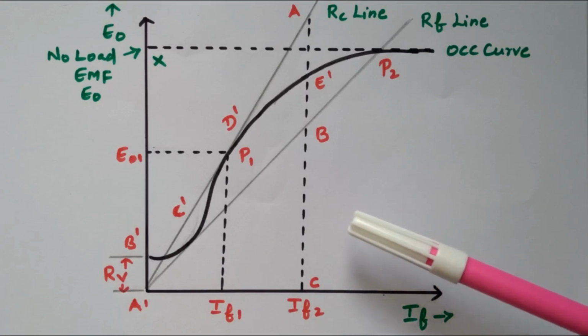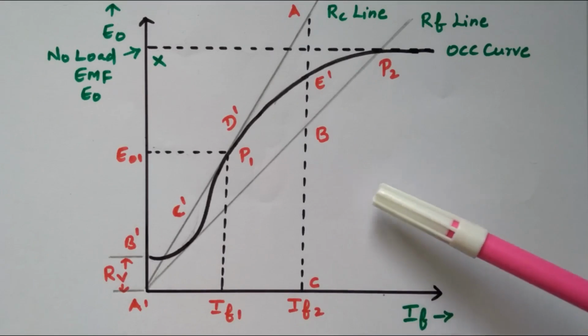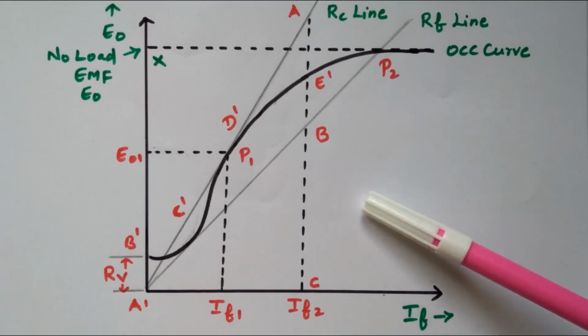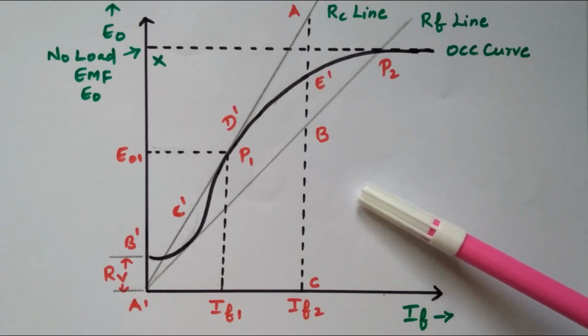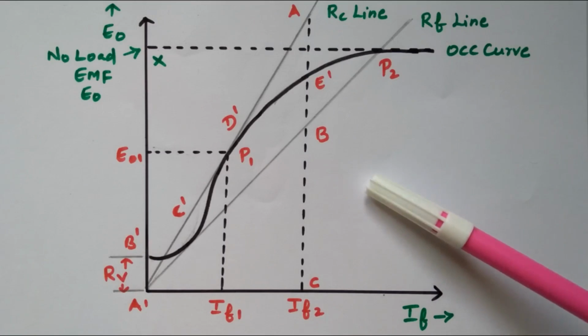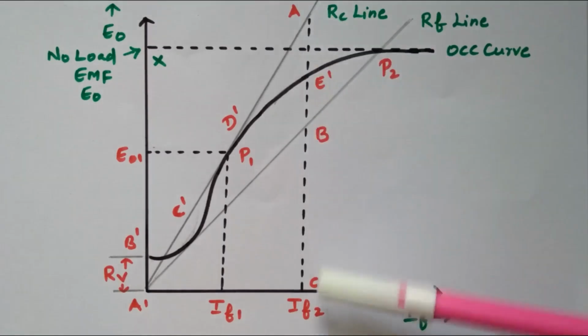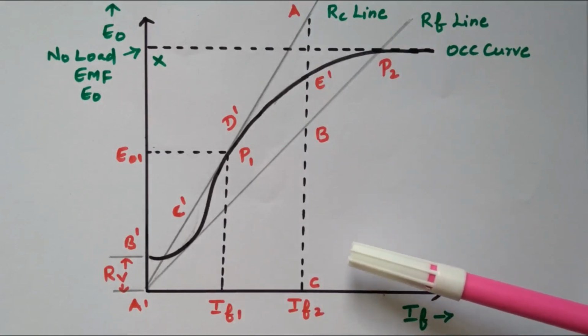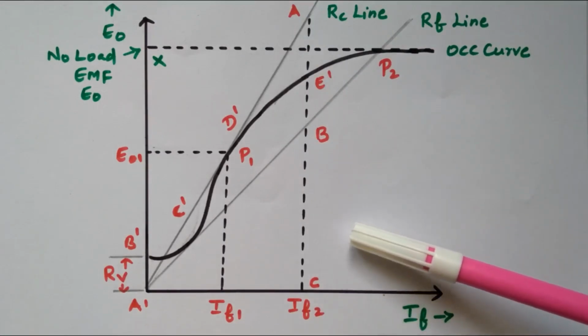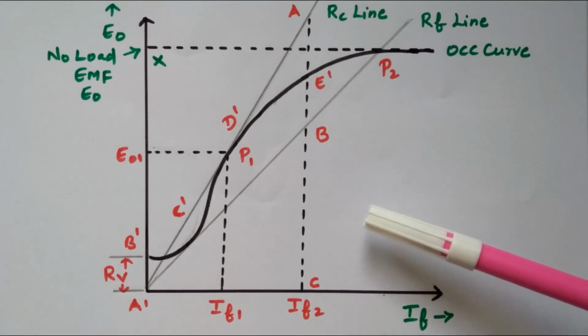What is critical speed? It is the minimum speed of the generator below which the machine fails to excite. It's the minimum speed. After that speed only the machine will excite. If the speed is less than the critical speed, the machine will not excite. It's the minimum speed required for excitation. It's called the critical speed. That is measured by BC divided by AC. Critical speed is the minimum speed of the machine below which the machine fails to excite.